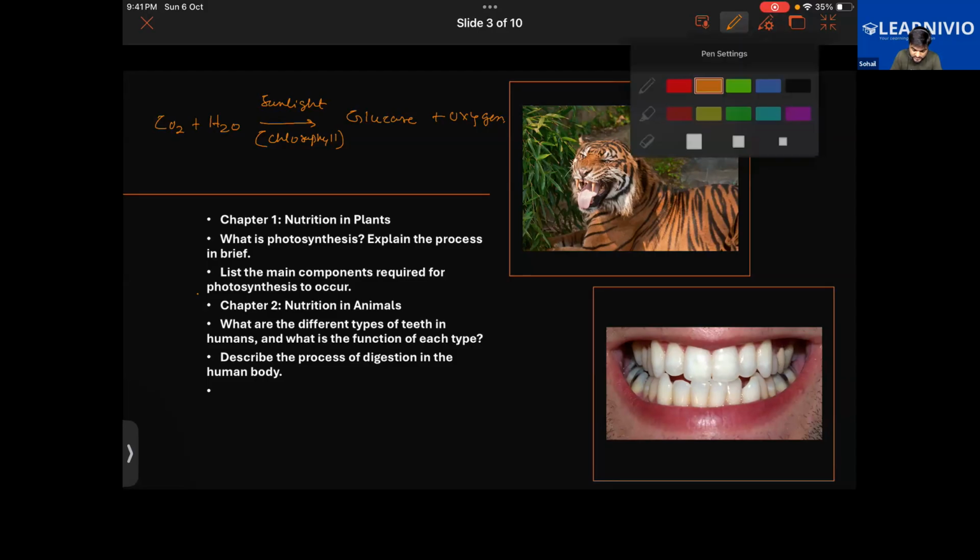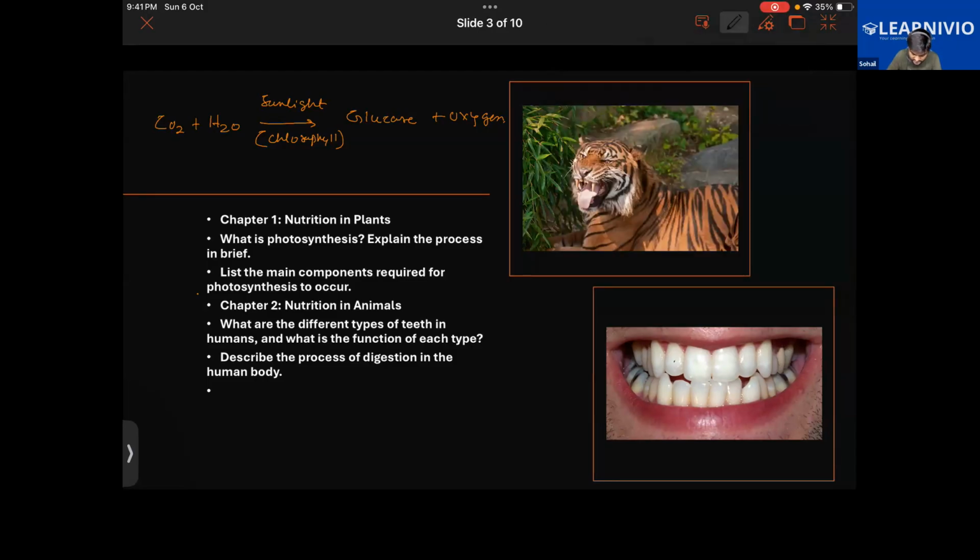Good. Will you be able to spot this? What are these, 1, 2, 3, 4 here? What do we call these four? Incisors. And what is this pointed tooth here? Canine.